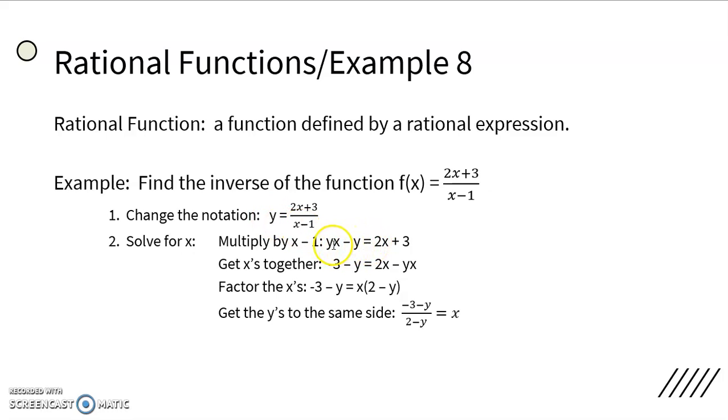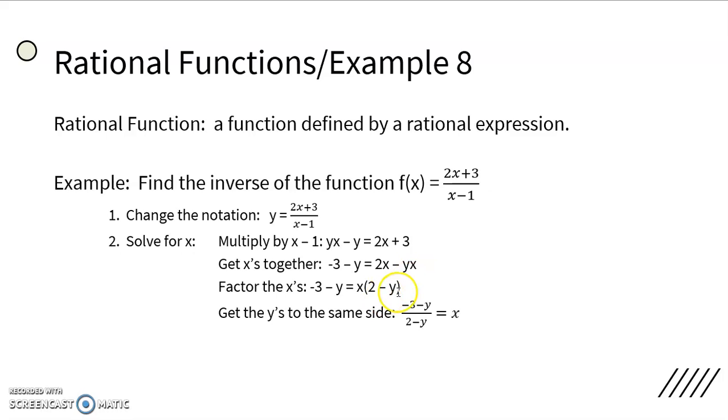And I distributed here. yx minus y equals 2x plus 3. Then I'm going to get the x's together on the right side and everything else on the left side. So I'm going to subtract this 3. I'm going to subtract the yx from this side.